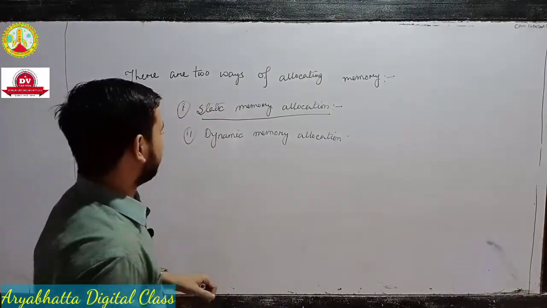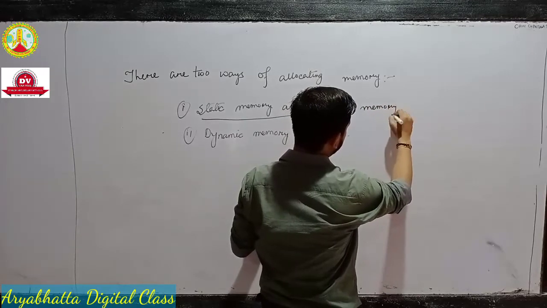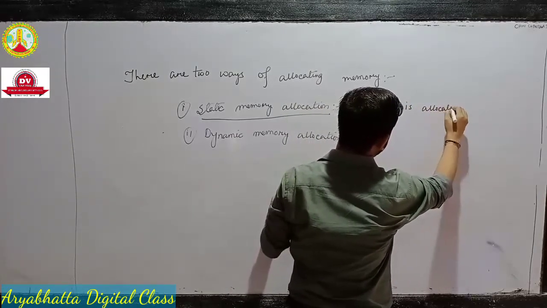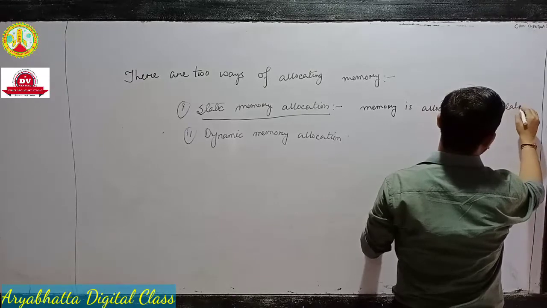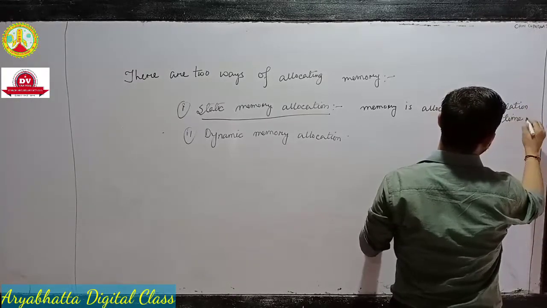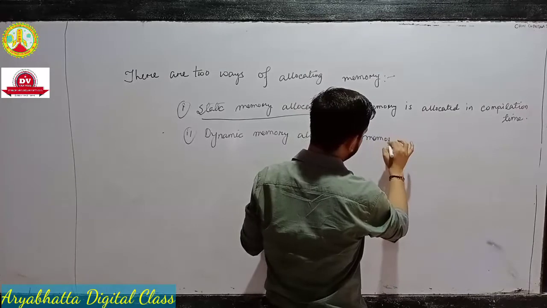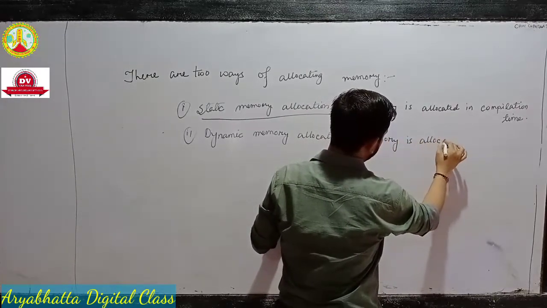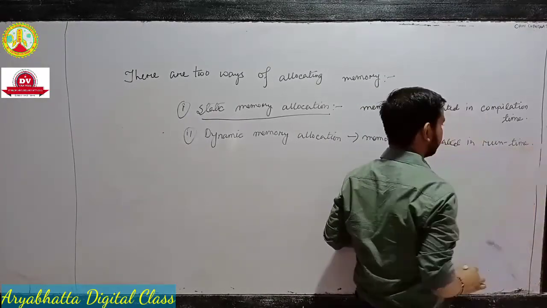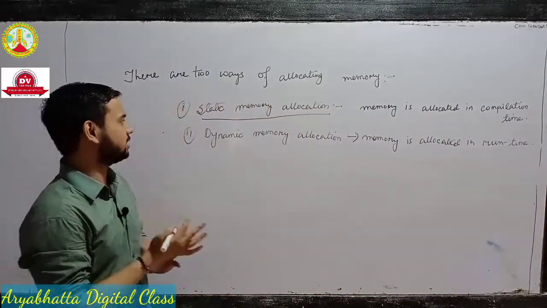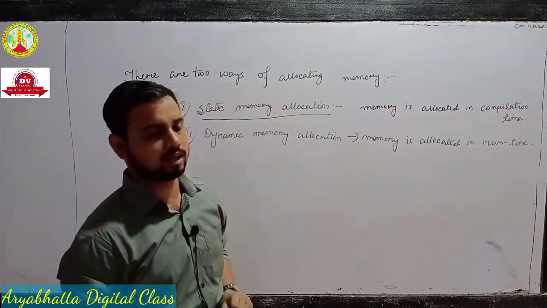So in static memory allocation, memory is allocated in compilation time, and in dynamic memory allocation, memory is allocated in runtime. So this is the basic difference. In static memory allocation, memory is consumed in compilation time, right? At the time of compile.